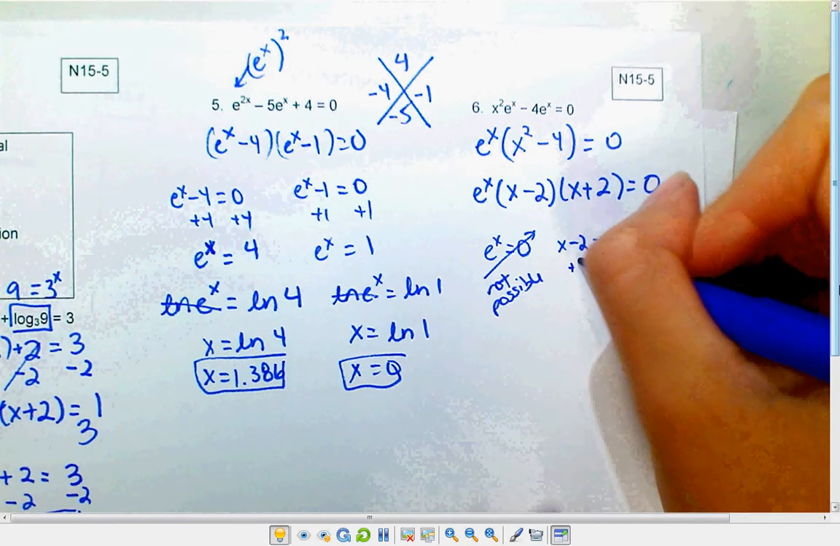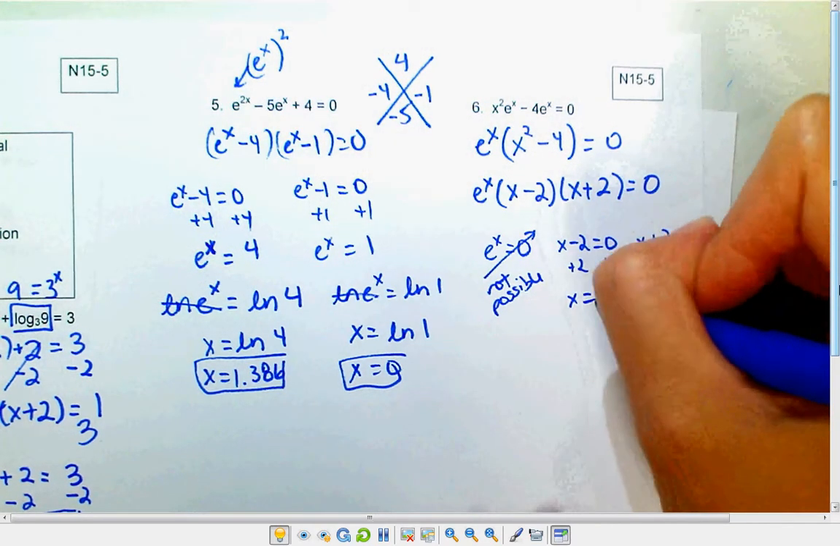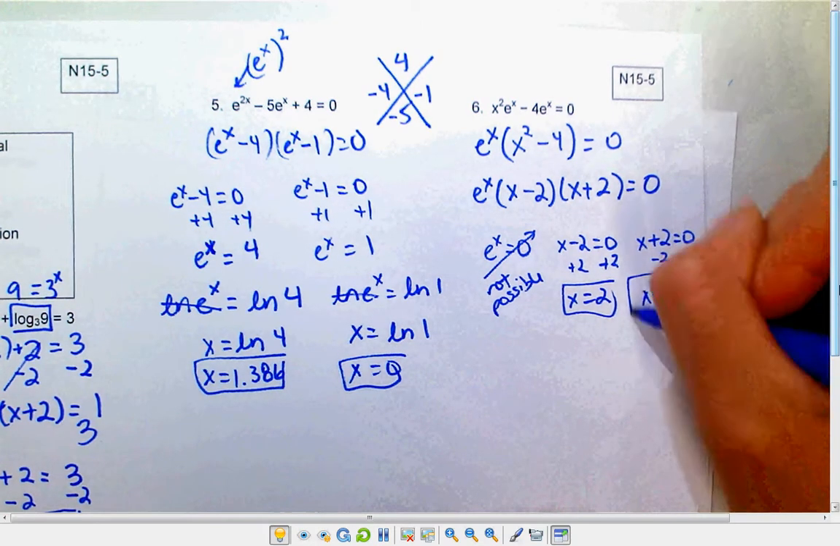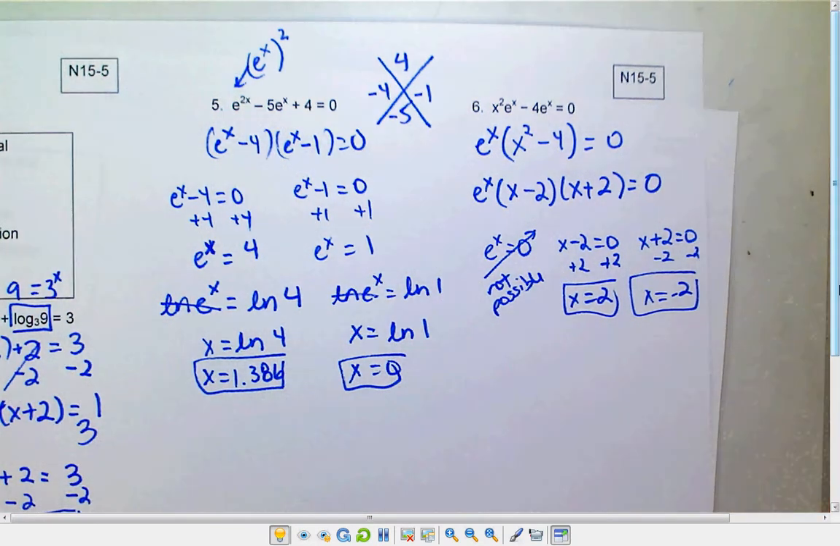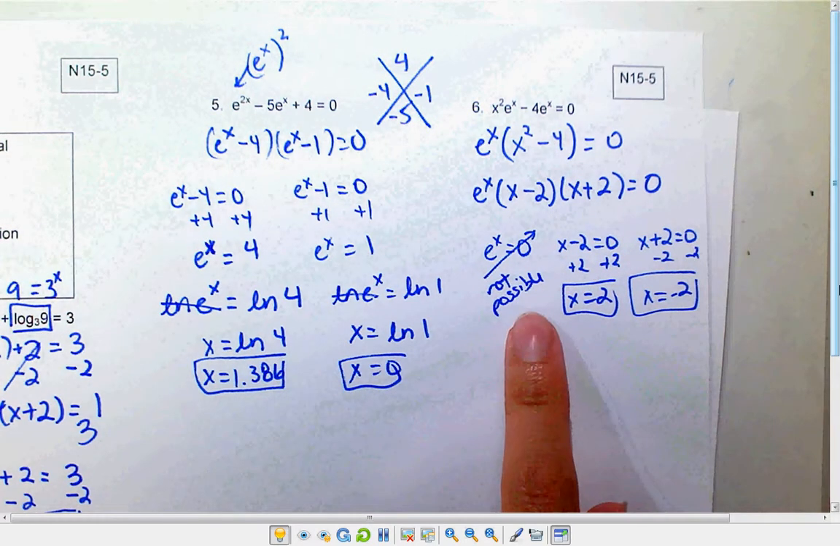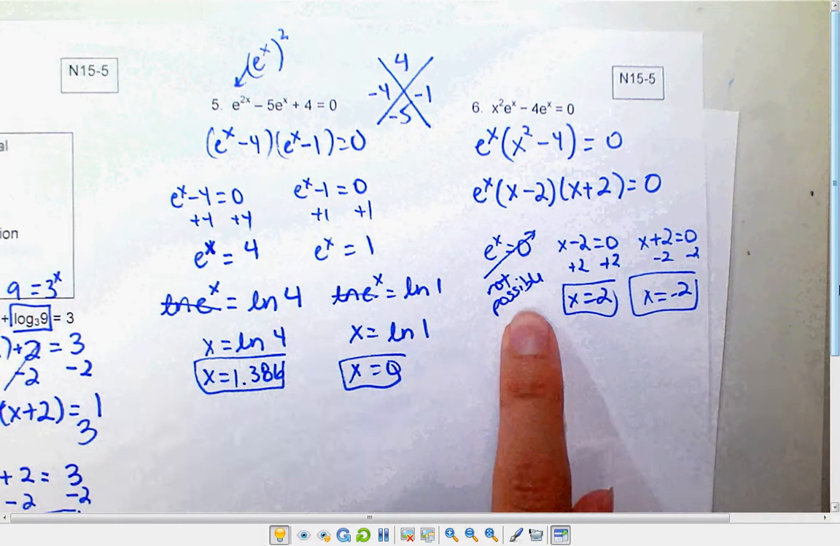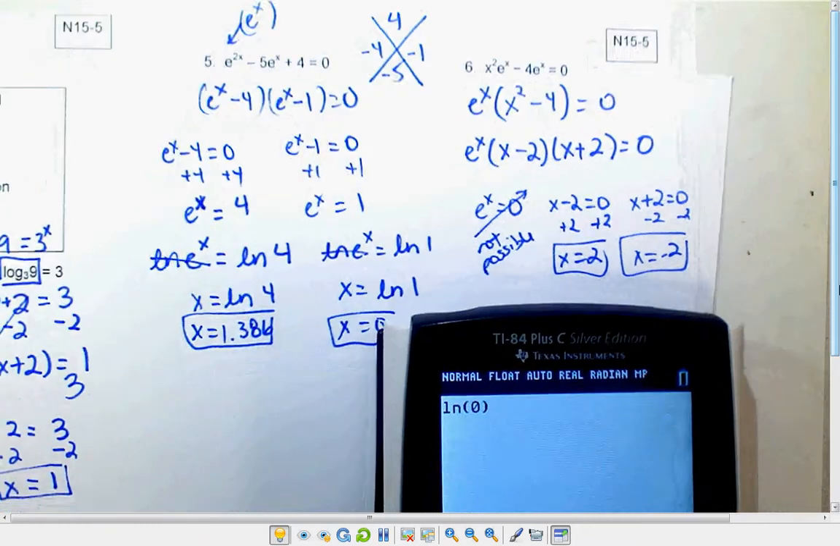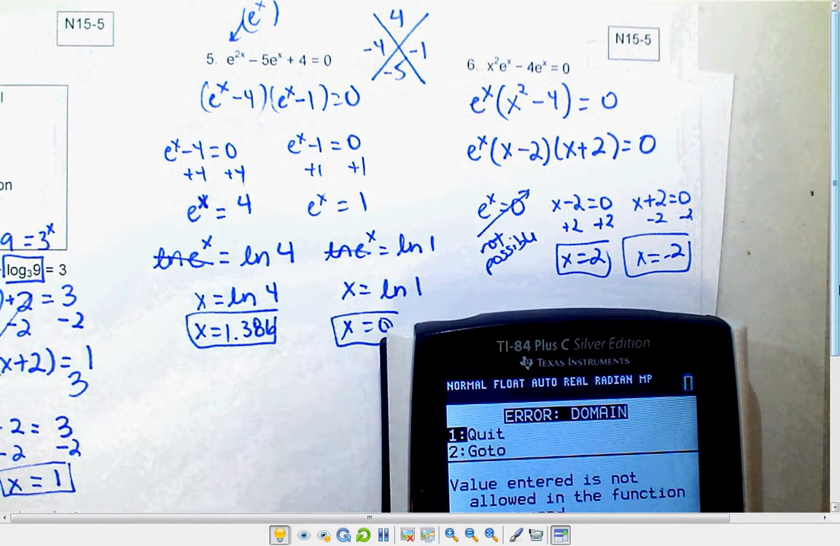However, we do have answers from these two. We get x is equal to 2, and x is equal to negative 2. So those are our two answers for this problem. And for this section right here, if you wanted to take the ln, let me just show you on the calculator. If you did ln of 0, it would also give you an error because it's not possible.